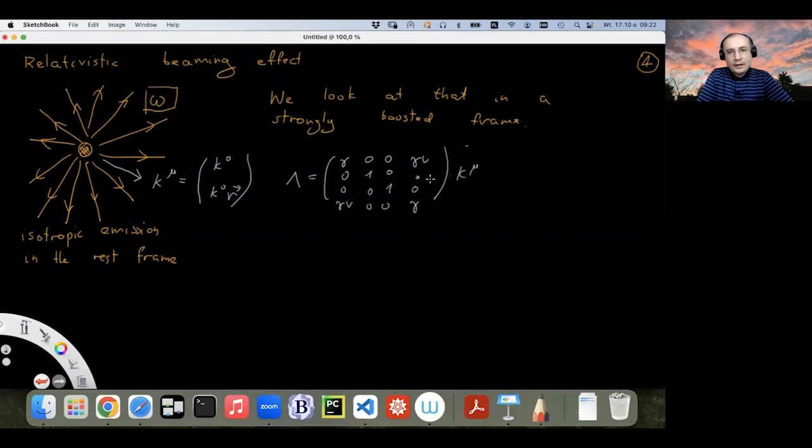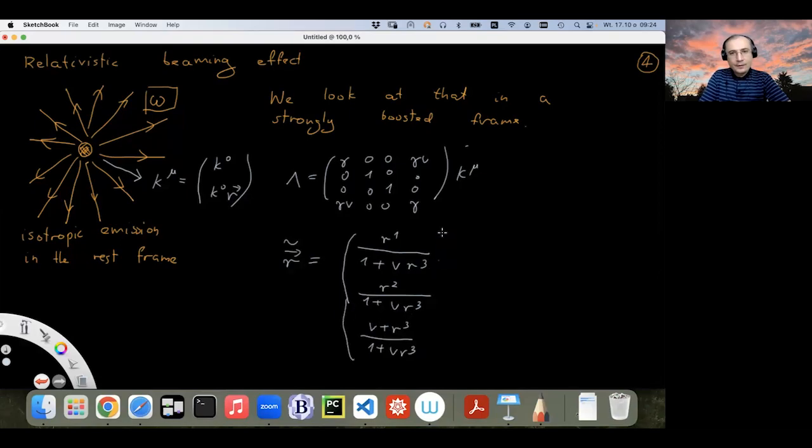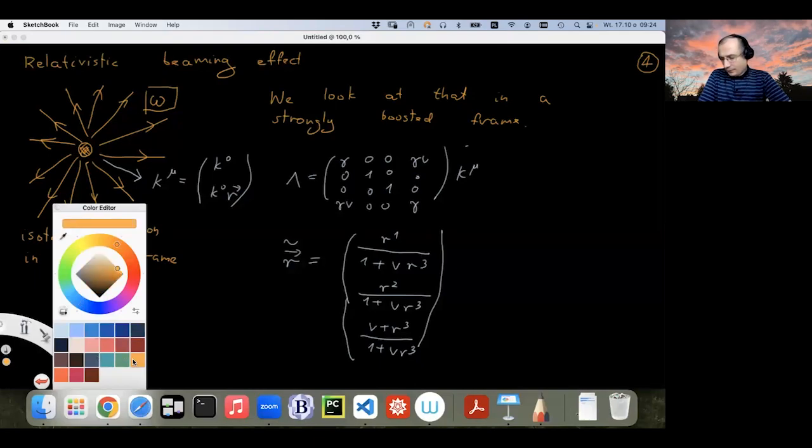And now I act with this matrix on K. What you can easily find out is that, again, you can obtain the formula for the apparent direction, and it is fairly closely related to the previous one. It's basically R1 divided by 1 plus V R3, R2 divided by 1 plus V R3, V plus R3 divided by 1 plus V R3. That's pretty much the same equations, but what does it mean?